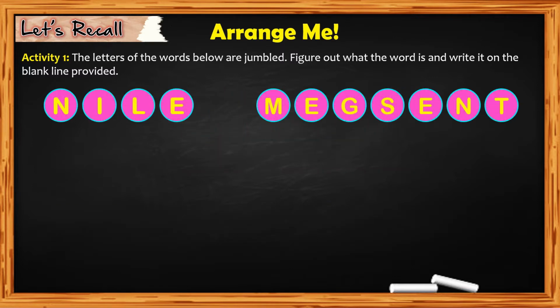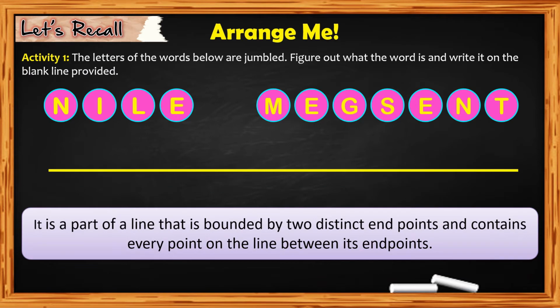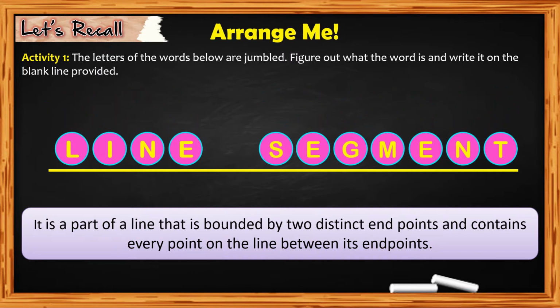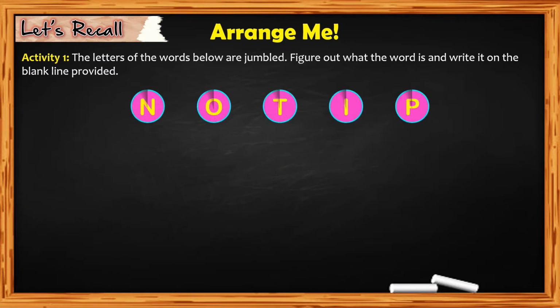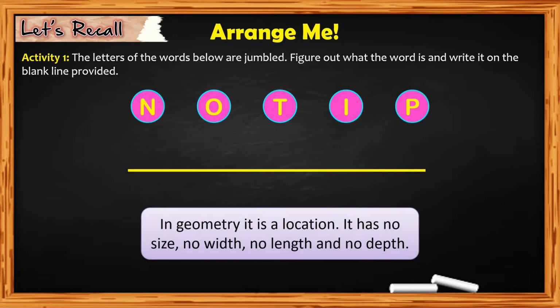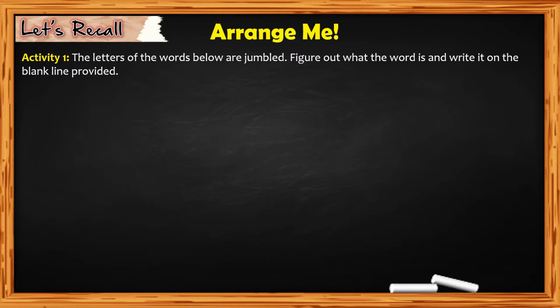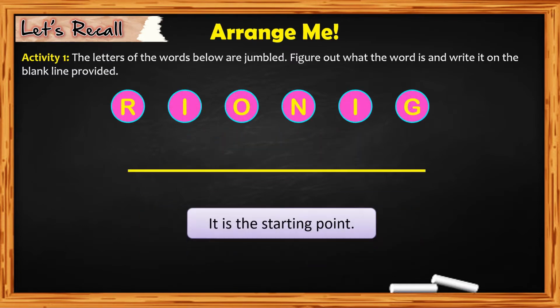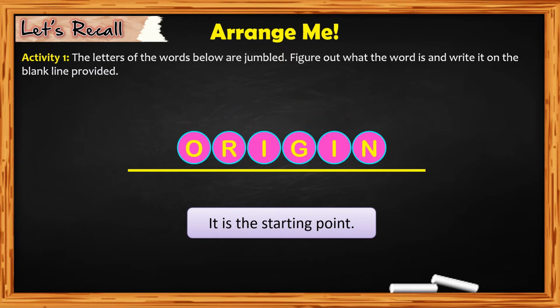line. Next, we have, it is a part of a line that is bounded by two distinct endpoints and contains every point on the line between its endpoints, and that is line segment. Next, we have, in geometry, it is a location. It has no size, no width, no length, and no depth, and that is point. And for the last, we have, it is the starting point, and that is origin.